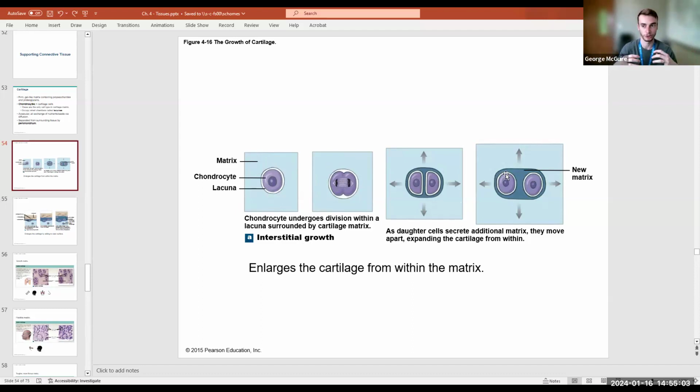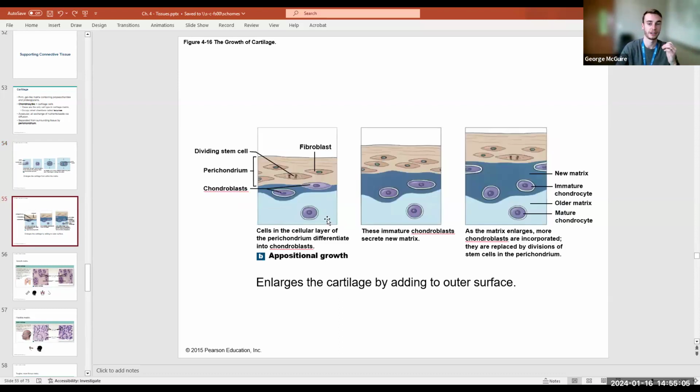So that is interstitial growth, growth from within, compared to appositional growth, which is adding cartilage from an exterior portion of the tissue, essentially. So we have stem cells, which will differentiate into chondroblast stem cells, which will eventually mature into chondrocytes and be deposited into the matrix and secrete matrix. So instead of them growing with it already surrounded by matrix, separated within the lacunae, they are developing within a new matrix and expanding it from this side of the tissue.